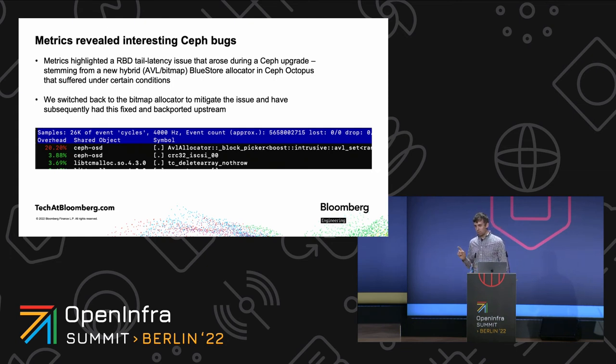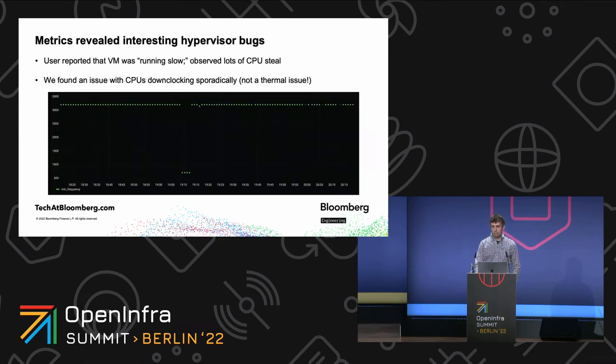So we were able to determine that it was a new algorithm that was used in Octopus that was not in Mimic, and we could back out to the one used in Mimic. We didn't have to downgrade Ceph, we just bounced the OSDs. Since then, we've worked with Canonical to fix the underlying issue, and the fixes have been backported to Octopus. So if you're using Octopus or using Ceph, you may have benefited from this yourself.